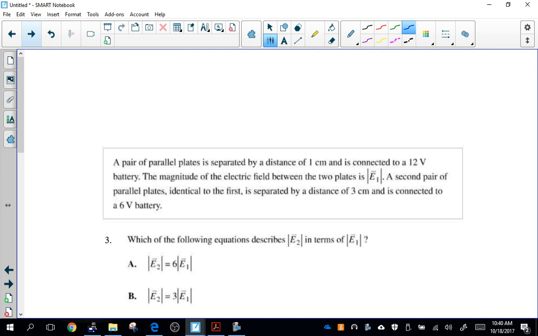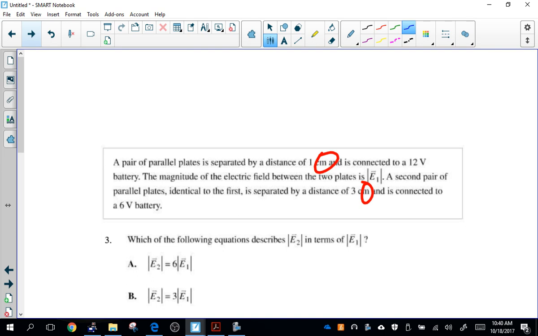Now, this just looks like a variable value changing thing, hey? You got a pair of parallel plates that are separated by a distance of 1 centimeter. We probably want to draw attention to that. Connected to a 12-volt battery. The magnitude of the field is E1. Second pair of plates, different distance, different potential difference.